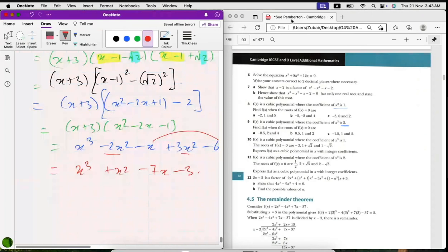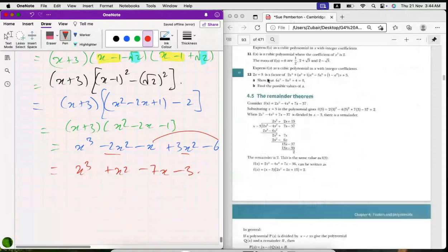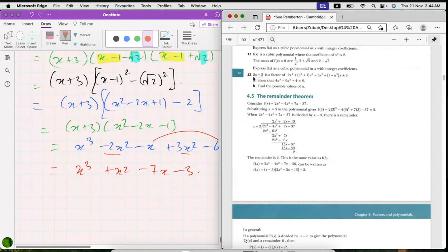What about 12? 2x plus 3 is a factor of this. When 2x plus 3 is a factor, that means 2x plus 3 is equal to 0. x is equal to minus 3 by 2. So we can substitute this value and put it equal to 0 because it is a factor, so there is no remainder. So you can just substitute the value of x as minus 3 by 2 in the complete equation and then equate it with 0.